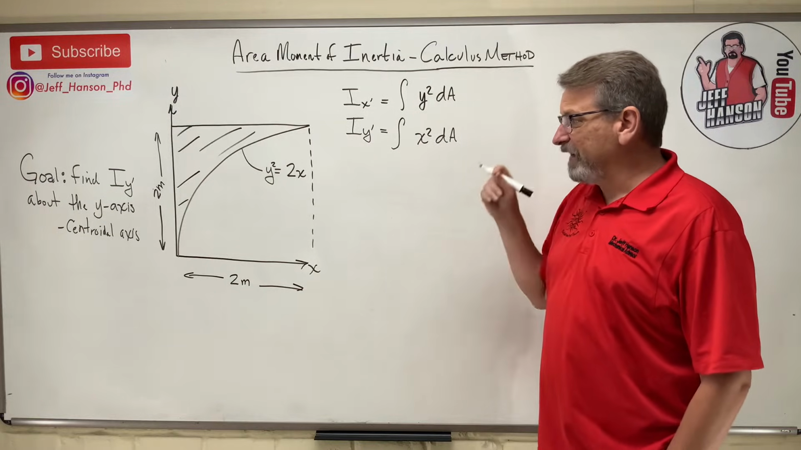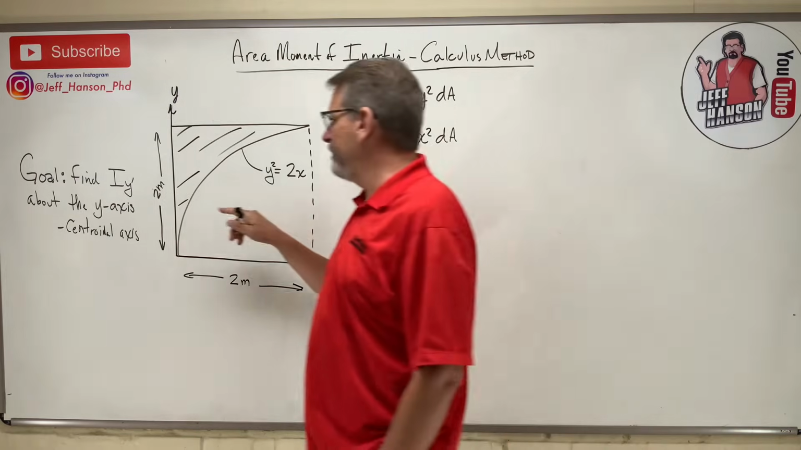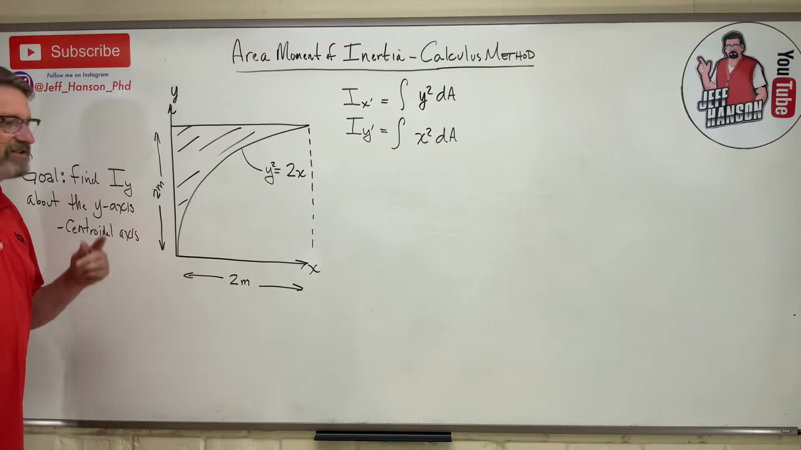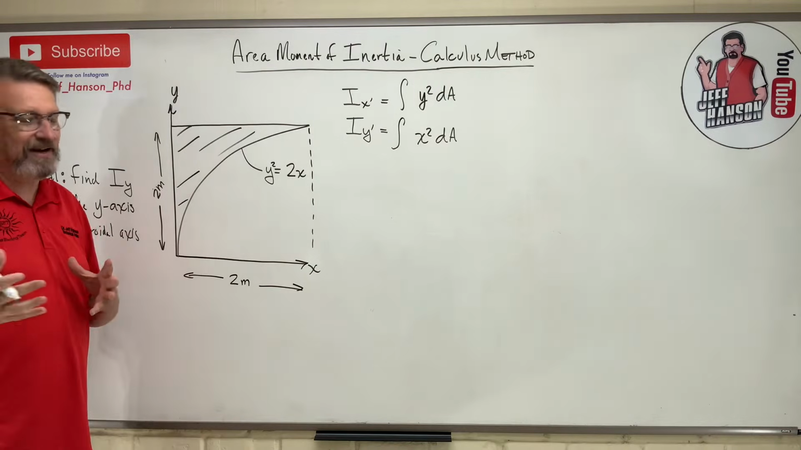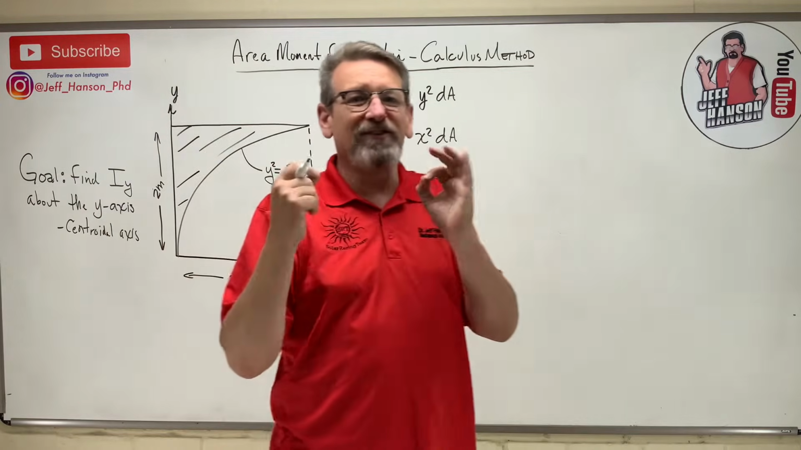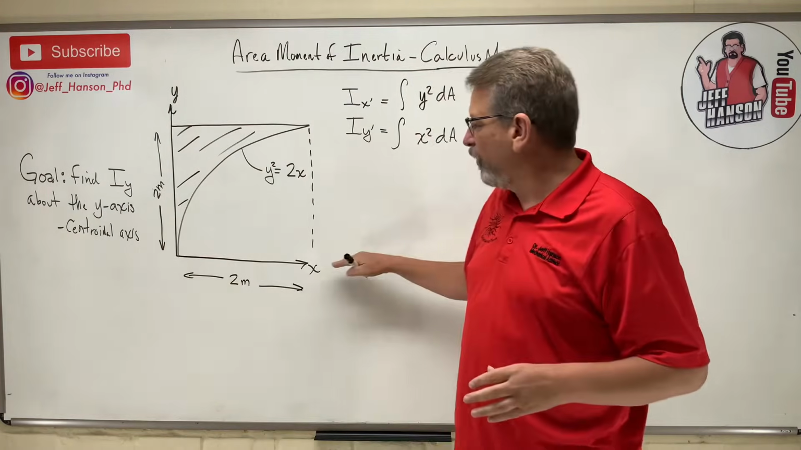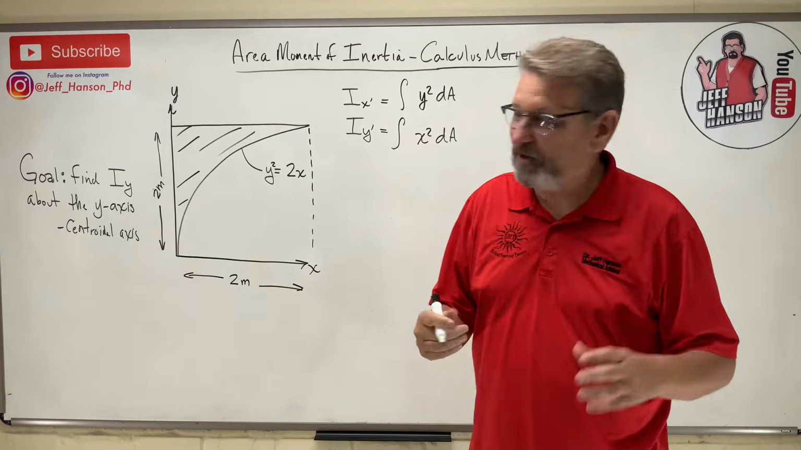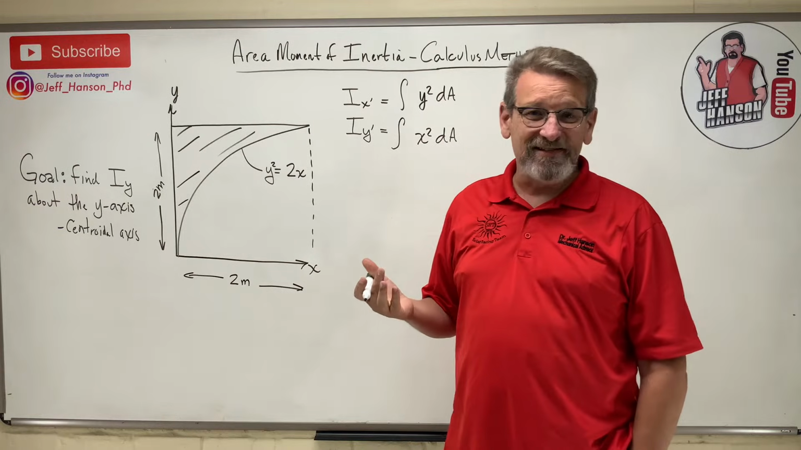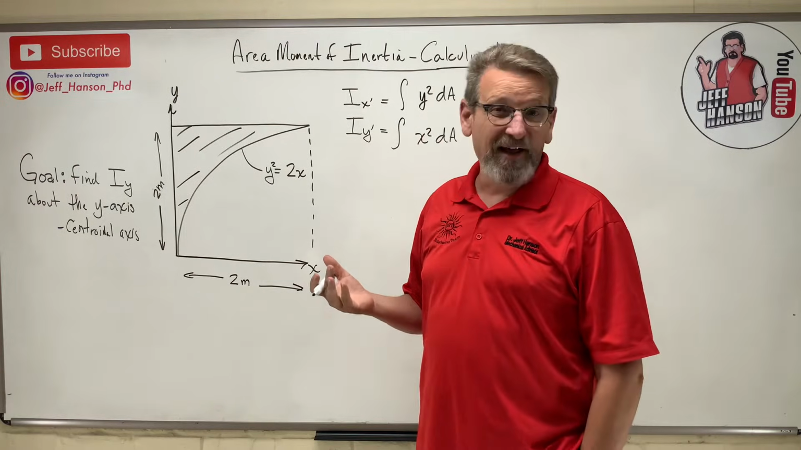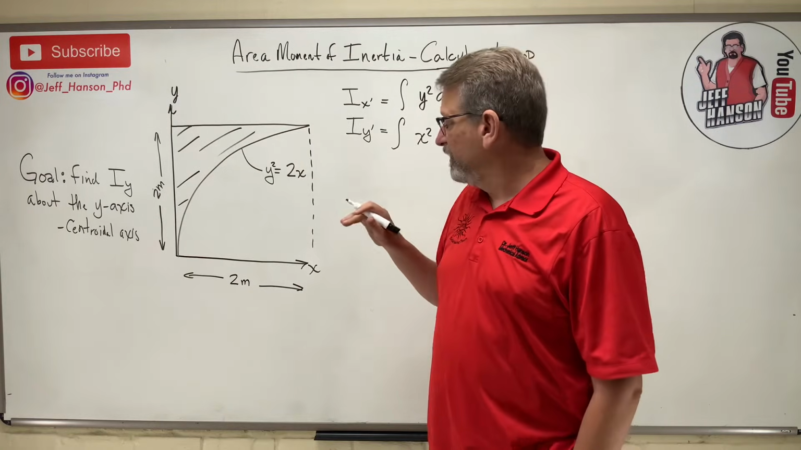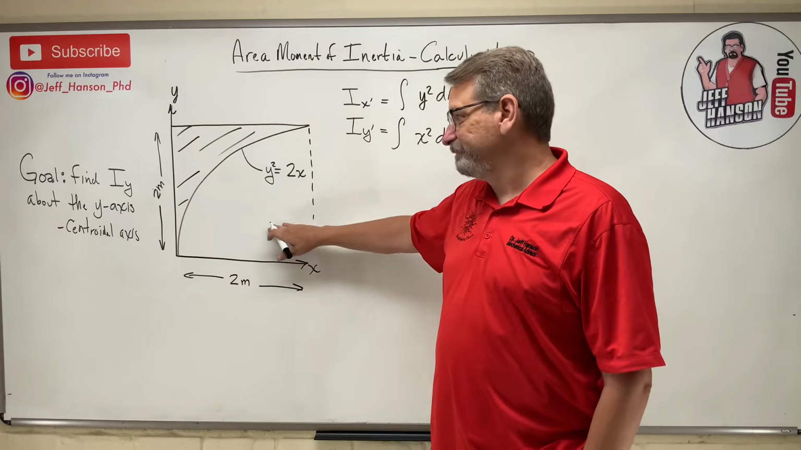So they ask us here to find Iy, about the y-axis. And you have to read the book: the book doesn't always want you to take the centroid about the neutral or the centroidal axis. Sometimes it's about one of the coordinate axes. If it's about one of the coordinate axes, you don't have to use the parallel axis theorem, because there is no perpendicular distance to the axis. So that's one nice thing.